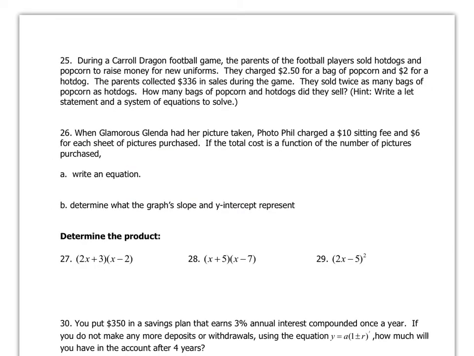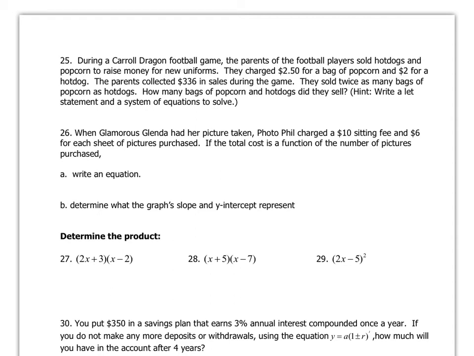Number 25 says, during a Carroll Dragon football game, the parents of football players sold hot dogs and popcorn to raise money for new uniforms. They charged $2.50 for a bag of popcorn and $2 for a hot dog. The parents collected $336 in sales during the game. They sold twice as many bags of popcorn as hot dogs. How many bags of popcorn and hot dogs did they sell?